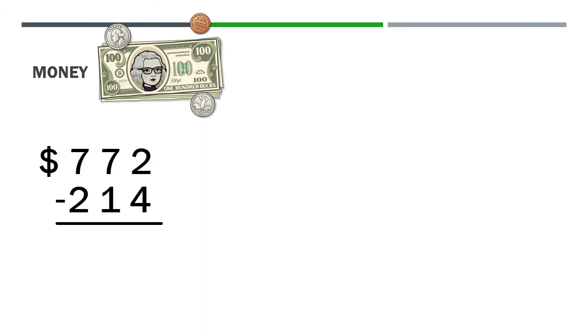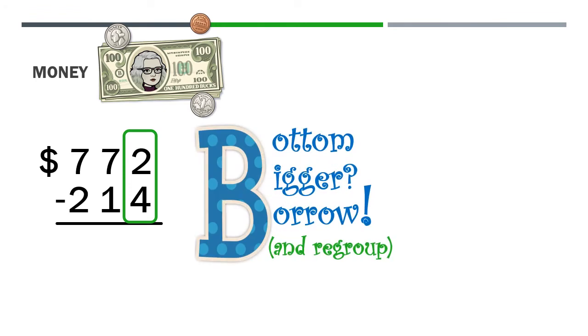Let's try a problem with money, money, money. So let's say I have $772 minus 214. Again, I'm going to start in the ones column. 2 minus 4. And I have to ask myself, bottom bigger? Yes, that 4 is greater than the 2. So I have to borrow and regroup.